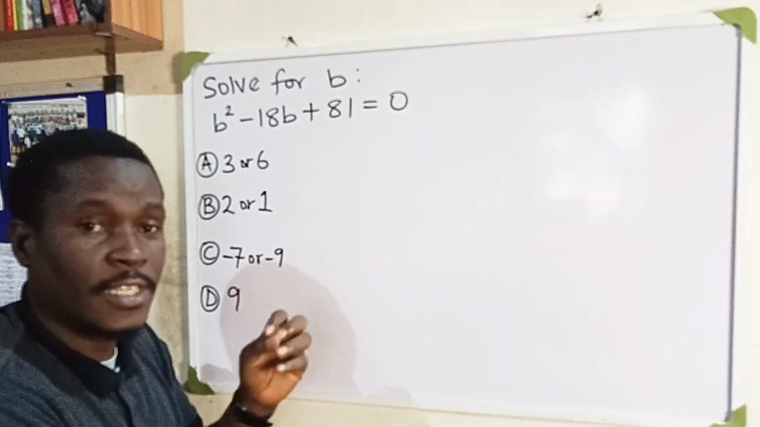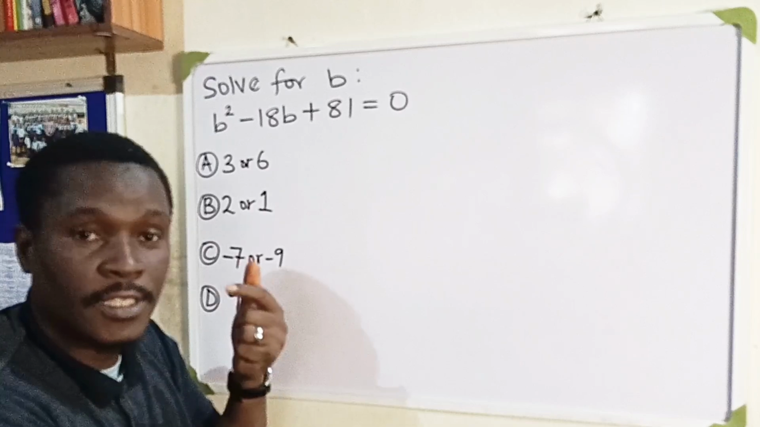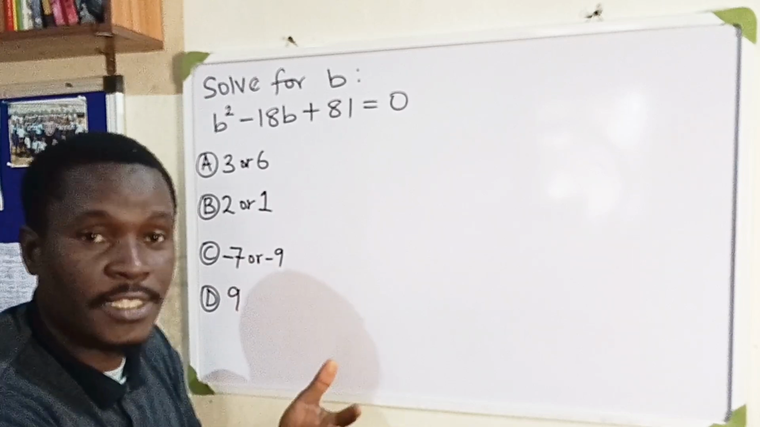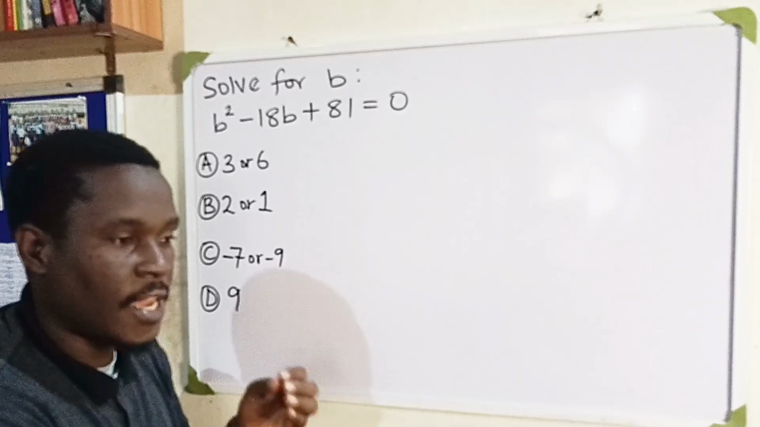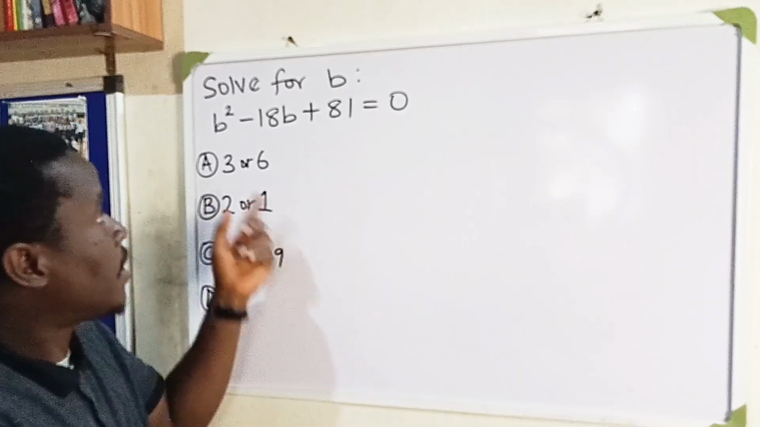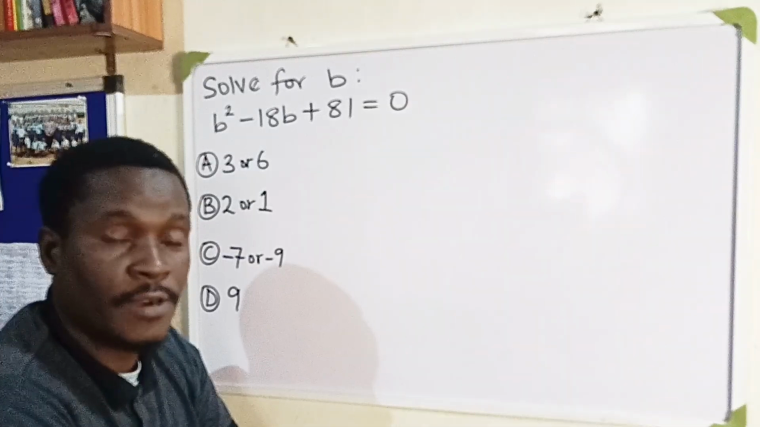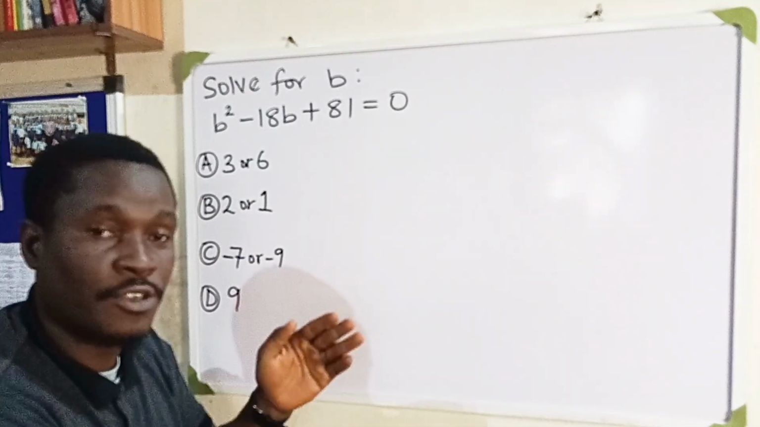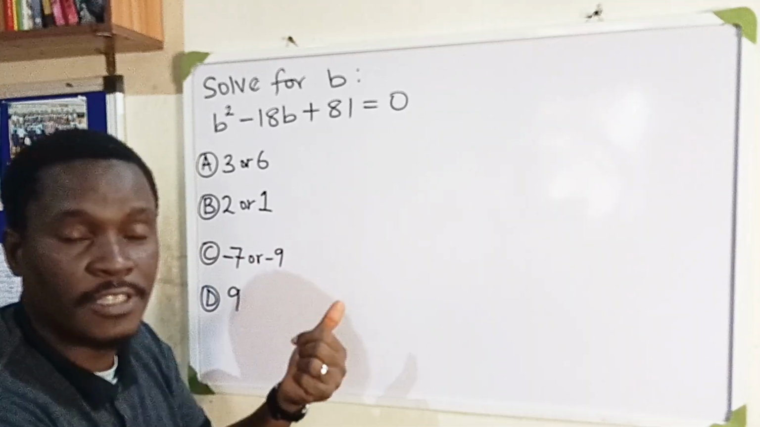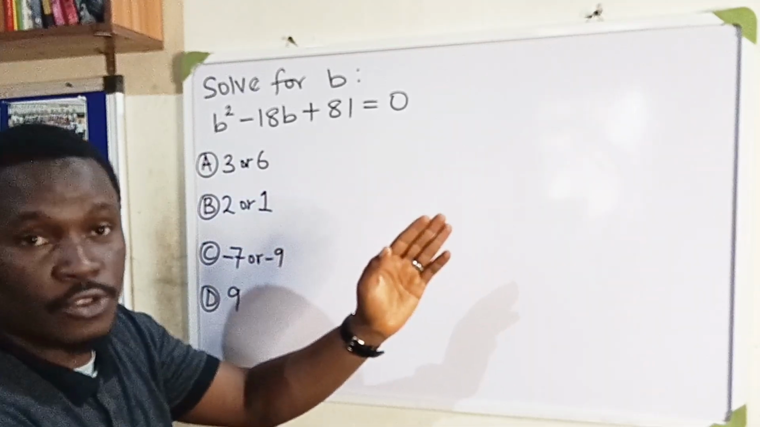When solving quadratic equations, there are different methods you can use: the factoring method, the formula method, and the completing the square method. For this particular video, we're going to be using the factoring method. In the factoring method, we're expected to factorize the left side of this equation. If you don't know how to factorize, I'll be creating a video lesson on factorization of algebraic expressions next after this video, so you can check it out and learn how to factorize. So let's go ahead to solve the question.